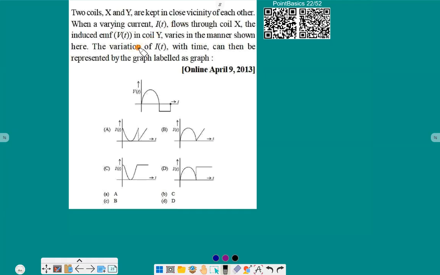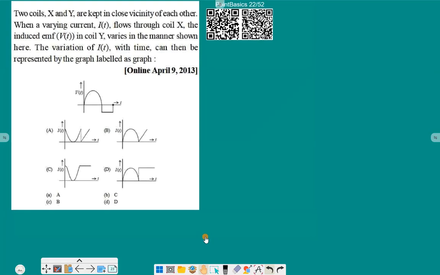Okay, so we have been given the induced EMF, and we have to find the actual current through which, due to the flow of which, this EMF is induced.